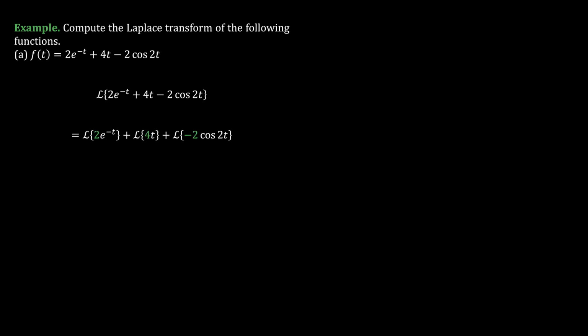Okay? So I have the Laplace transform of 2e to the negative t plus the Laplace transform of 4t plus the Laplace transform of negative 2 cosine of 2t. Now I have the constants emphasized in green here because by linearity, I can also pull those constants out. Let's go ahead and look at that here in the next step. So I pulled the 2, the 4, and the -2 out of the previous step. So this will be now 2 Laplace transform of e to the -t plus 4 Laplace transform of t minus 2 Laplace transform of cosine of 2t. And now I want to go ahead and focus on taking the Laplace transform of these three functions.